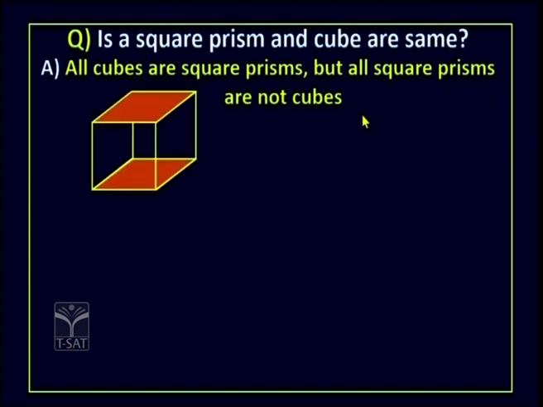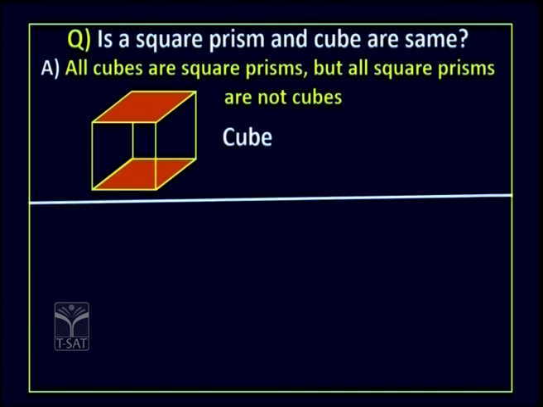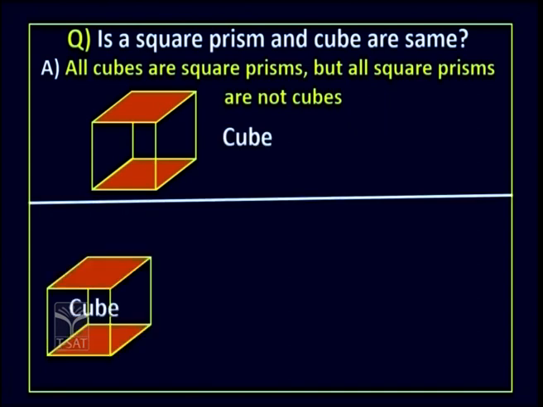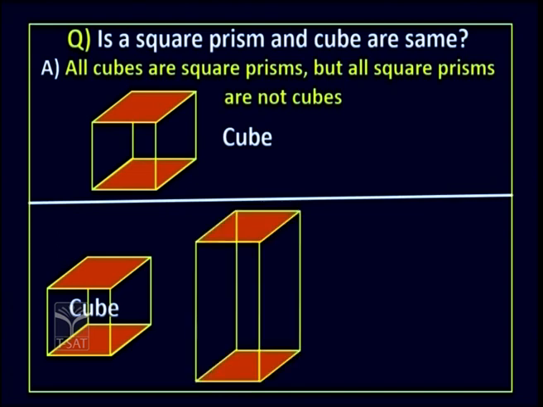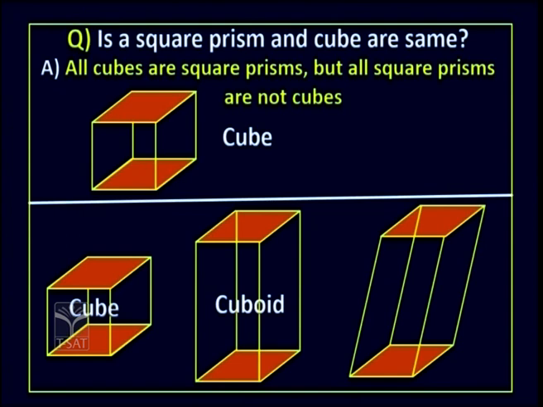Let us understand. Children, this is a cube. Now, what am I doing? I am taking square prisms. This is a square prism which is a cube. This is a square prism which is a cuboid. This is a square prism which is neither a cube nor a cuboid, we are just calling it a square prism. Children, what is the question here? Is a square prism and cube the same? Now, these two are the same, children, but these two are different. So, from this what can we conclude, children? All cubes are square prisms, but all square prisms are not cubes.